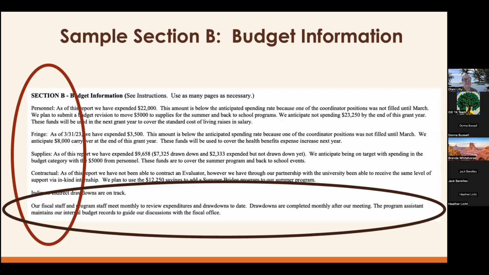Again, here is a sample of a budget narrative. As you can see, this project director has organized it by budget categories, and they also provided information about the process in which both the fiscal and the program team come together to look at expenditures and drawdowns and what that timeline is.